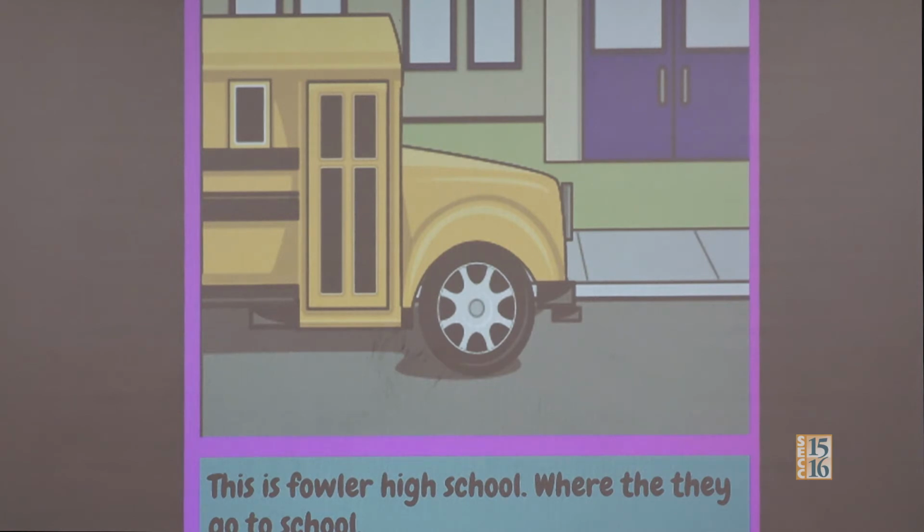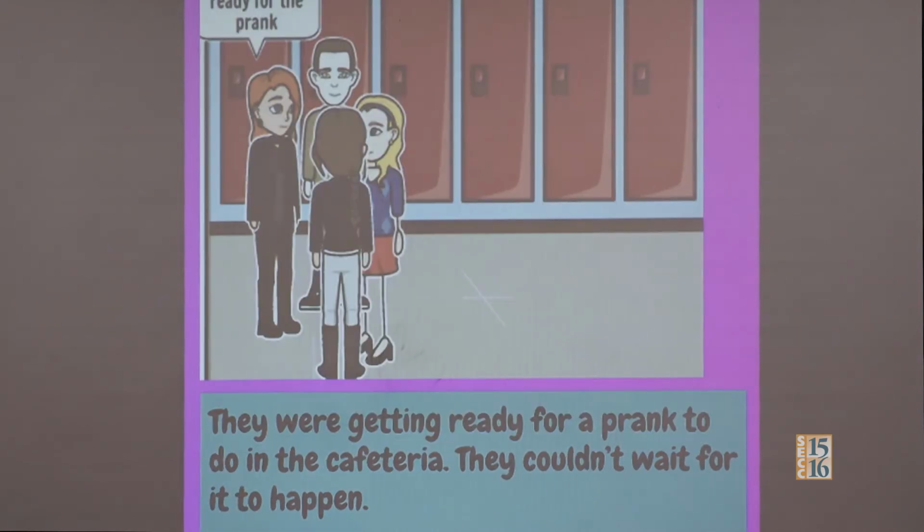Okay. Again, remember the start is 3 squares, beginning, middle, end. They were getting ready for a prank to do in the cafeteria. They couldn't wait for it to happen. Ooh, are you building some anticipation here? You want to know what's going to happen? I bet they're going to have a food fight.